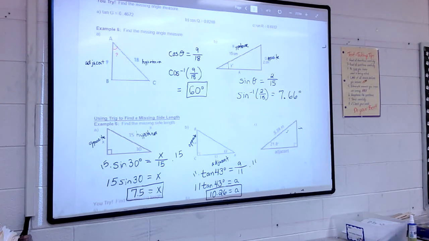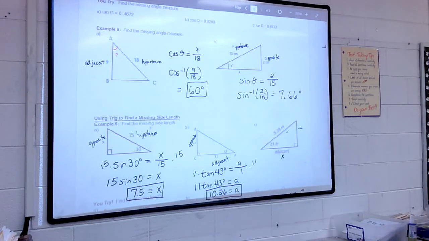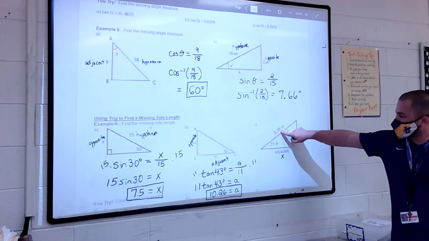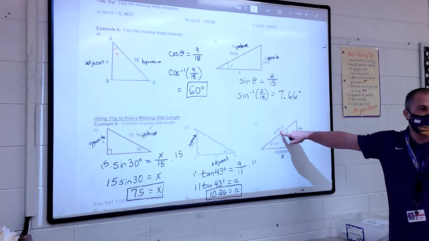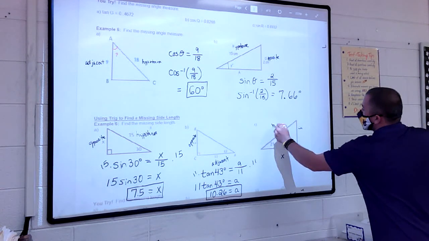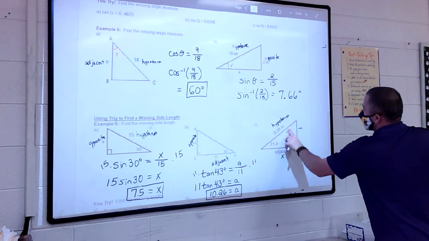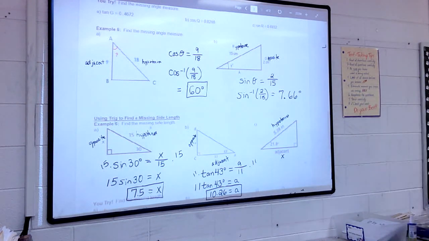C, here's the angle. It says we want to find the adjacent. That would be an x. There would be an x there. And this is the what? Hypotenuse. So which one are we going to use? Sine, cosine, or tangent? Yeah, we're going to use cosine because we've got adjacent and hypotenuse.